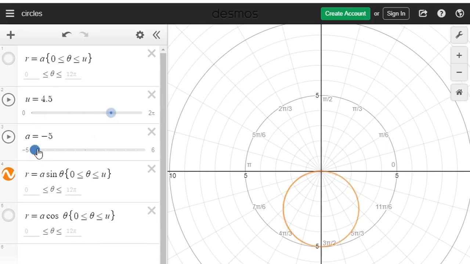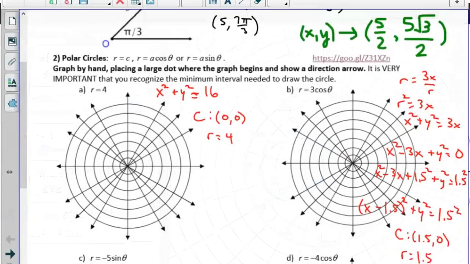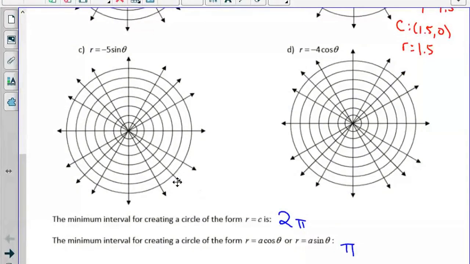Now let's say negative 4 cosine. That's going to be a circle over here. Notice it starts at negative 4, and then it goes around. Once again, it just maps over itself after pi. So hopefully you graphed all of those things.